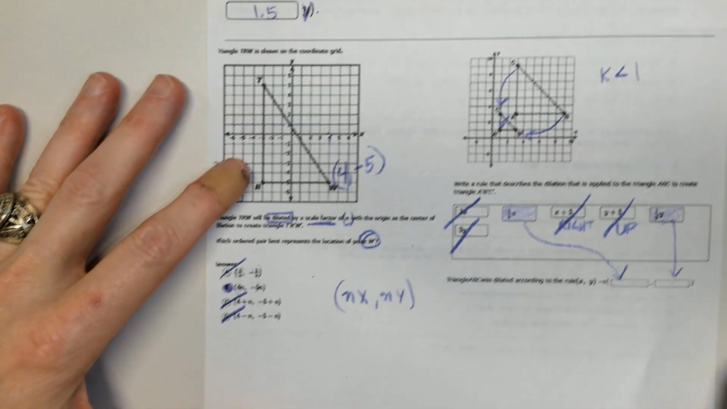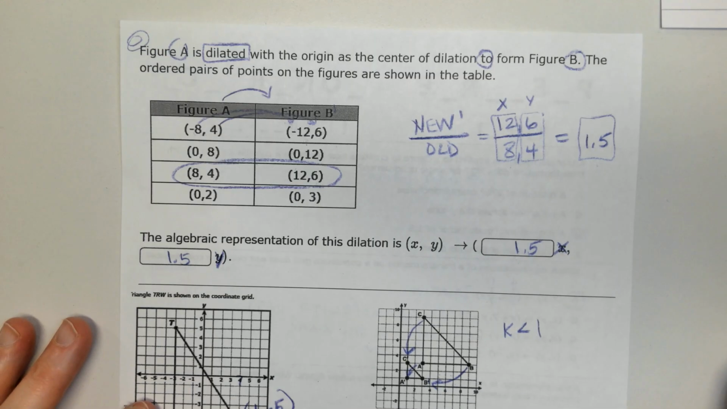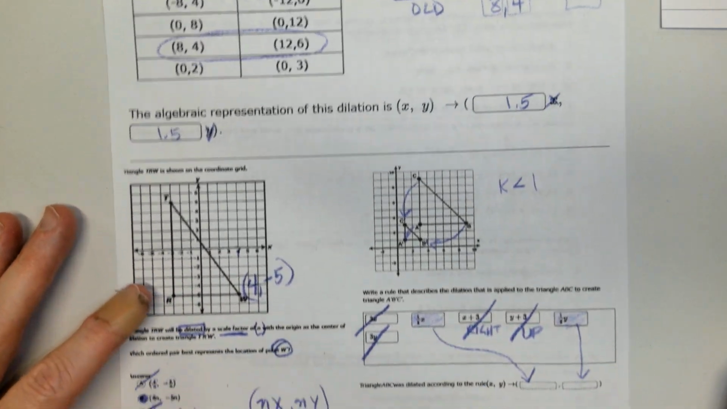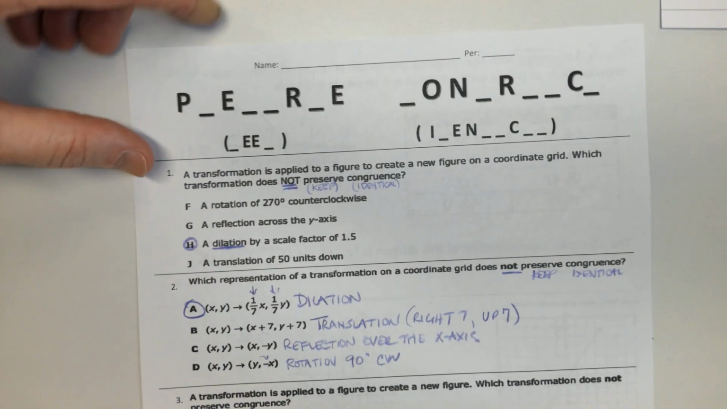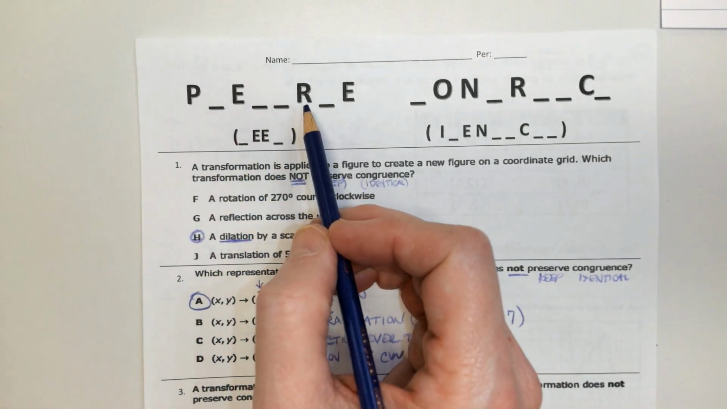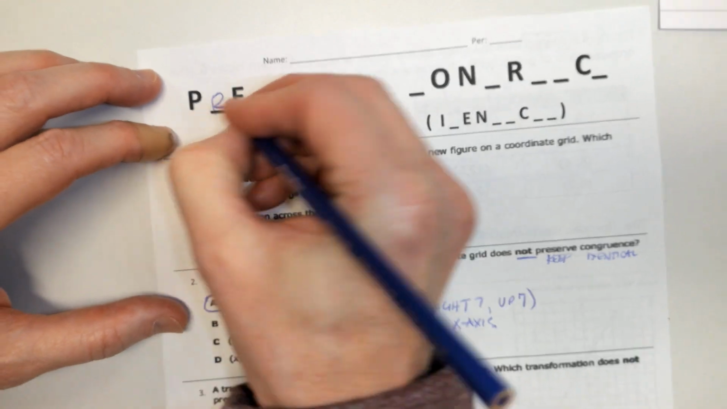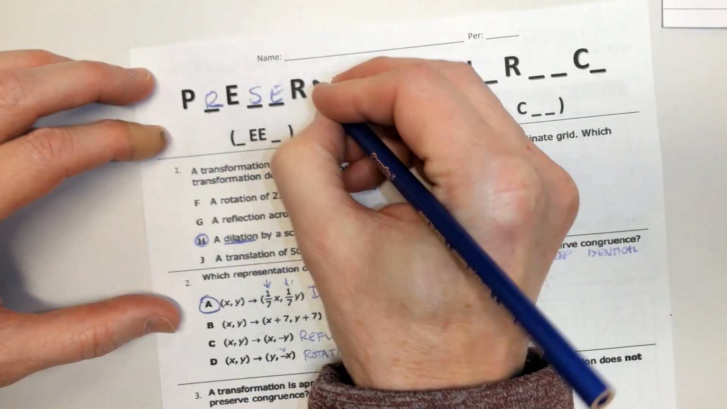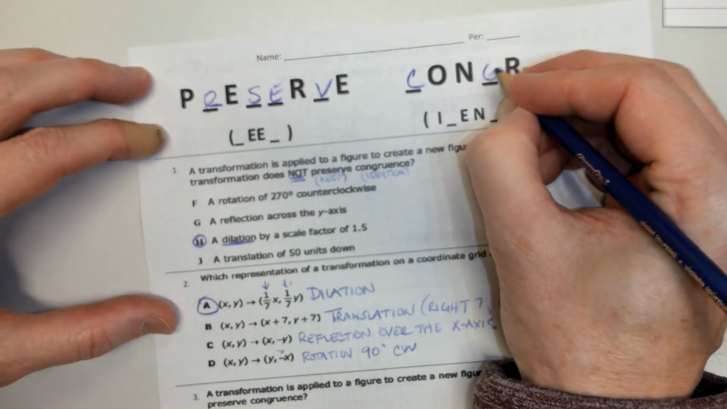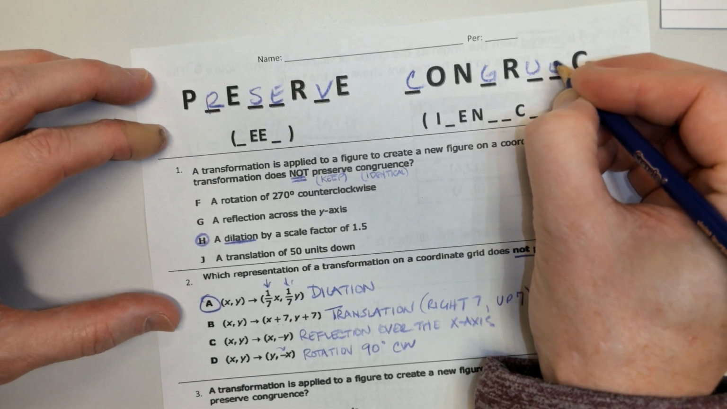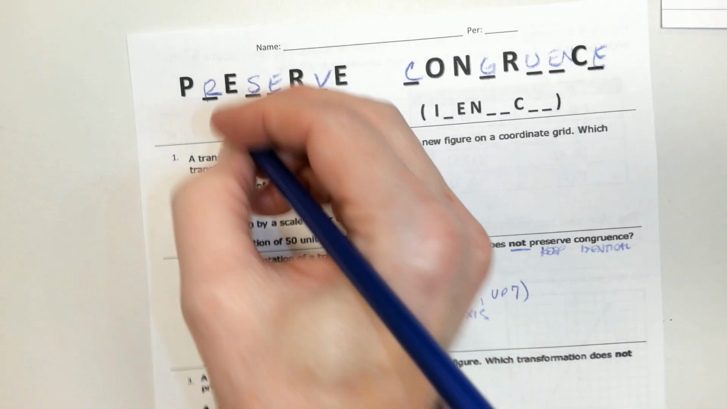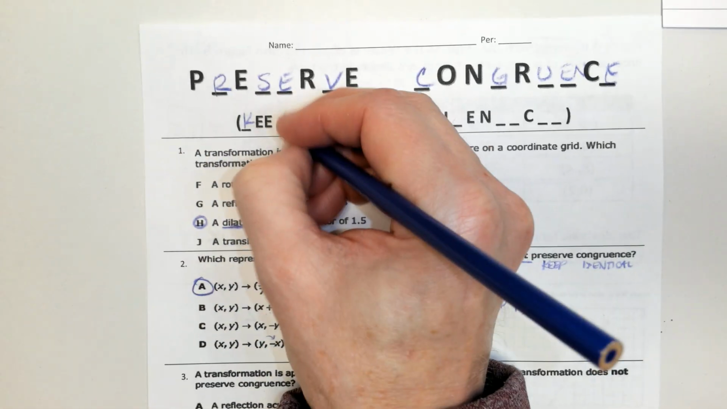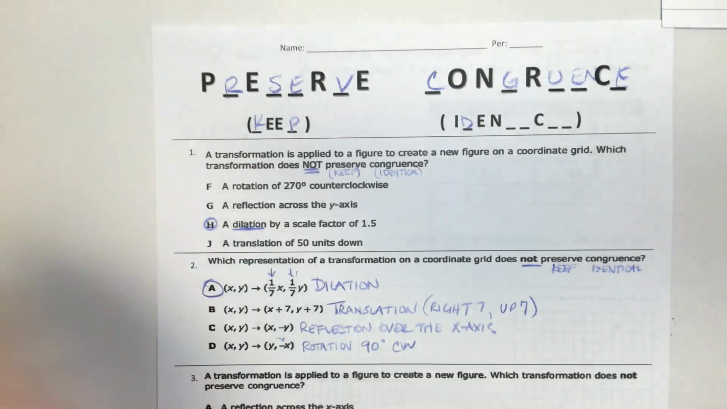All right, so that's a review for those questions on this quick check. Go ahead and make sure the front is completed. Let's look at this very top. What do you think these words are? Preserve, congruence, close enough. And what are these words? Keep identical.